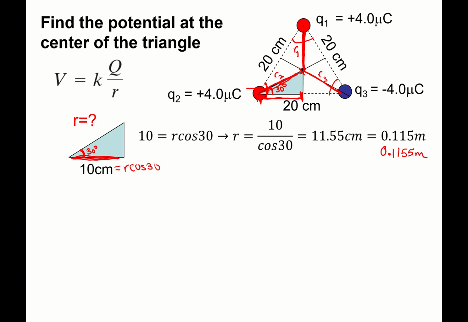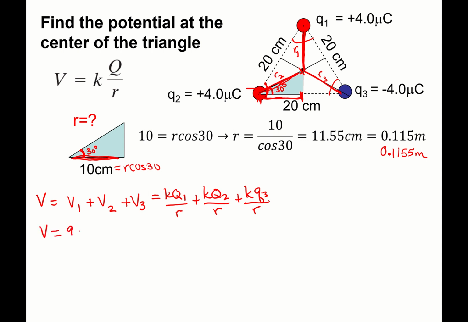So when I want to calculate the V total, it is going to be V1 plus V2 plus V3. So what's that going to be? K Q1 over R plus K Q2 over R plus K Q3 over R. I know my K is 9 times 10 to the 9. I know my Q's. So all I have to do is plug in the numbers. So let's go ahead and do that.